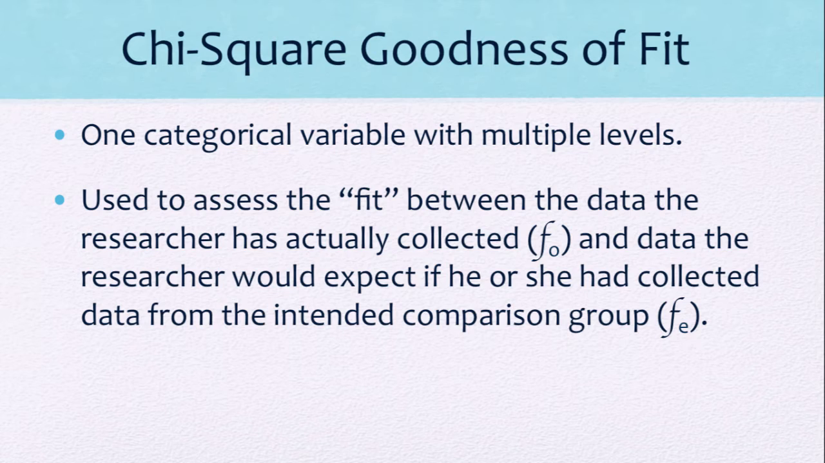The chi-square goodness of fit test is utilized when we have one categorical variable with multiple levels. It essentially assesses the fit between the data the researcher has actually collected, denoted by an italicized f and the subscript O, right? So that's the observed frequency, and the data the researcher would expect if he or she had collected the data from the intended comparison group, denoted by an italicized f and subscript E, which stands for expected frequency.